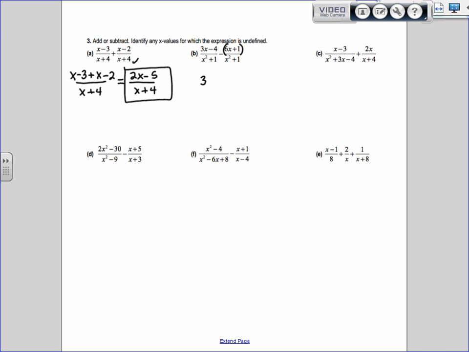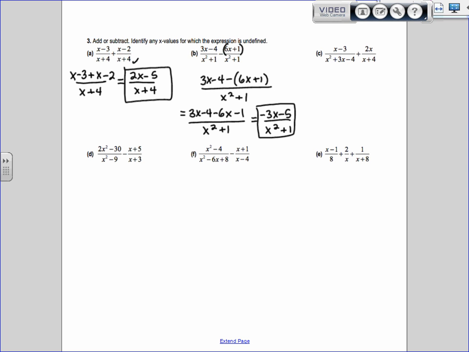When you combine them, you're going to have 3x minus 4 minus parentheses 6x plus 1 all over the x squared plus 1. So you get 3x minus 4 minus 6x minus 1 over x squared plus 1. Do you see how if you didn't put parentheses, a lot of people would forget that minus 1 on the end? They would make it plus 1. So we get negative 3x minus 5 over x squared plus 1. Because you're subtracting out this entire numerator, the entire 6x plus 1. So when we put parentheses around it, we're distributing that negative.